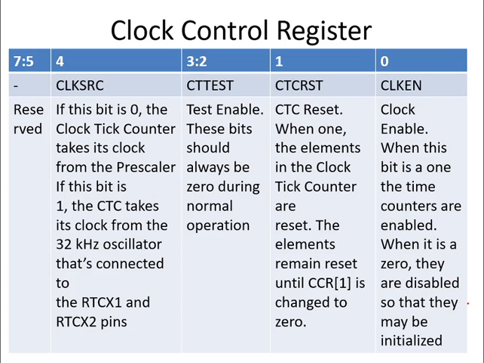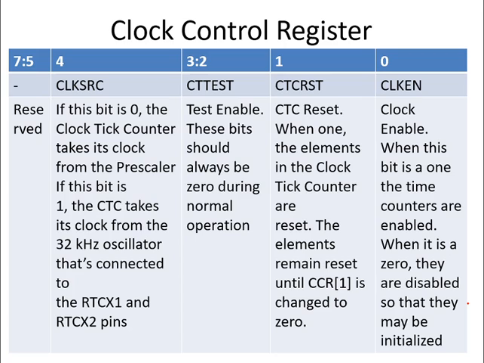The second one is bit number 1. It is CTC RST, that is clock tick counter reset. When the elements in the clock tick counter are reset, they remain reset until CTC RST is changed to 0. So you have to make it 1 only initially to reset it, and after that you must keep it 0 so that the clock tick counter will continuously increment. Then the next one is CTC test enable. These bits should always be 0 during normal operation.